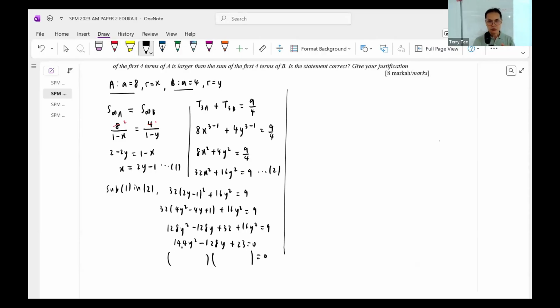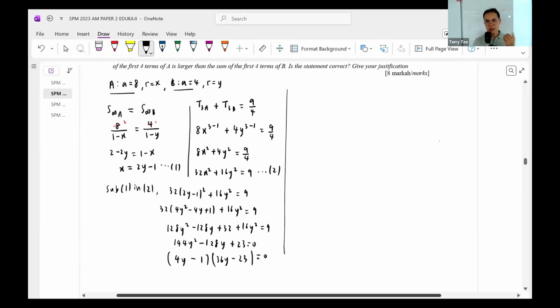So we are going to use 4y and 23y, because 23 times 4 is 92. Then the other one, okay sorry, this one I should put 144 divided by 4, which is 36. This one would be 1 minus.